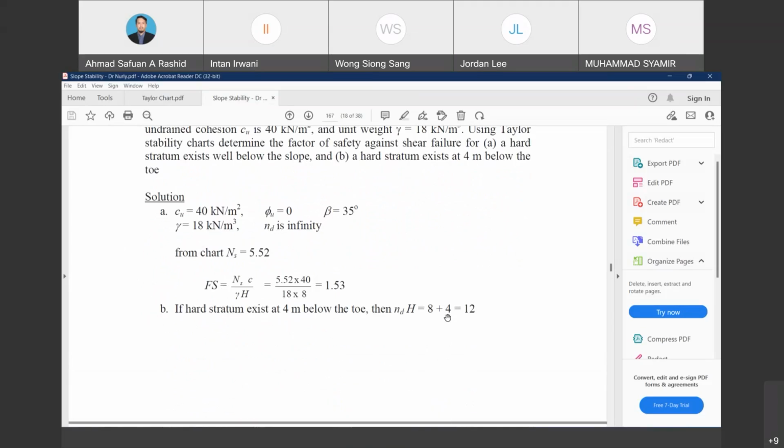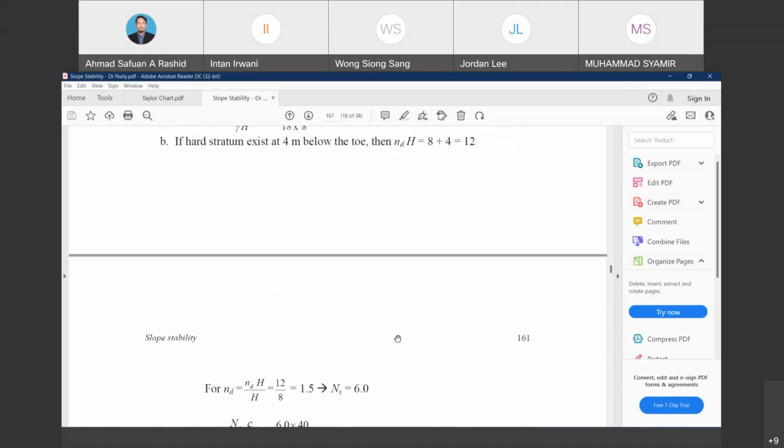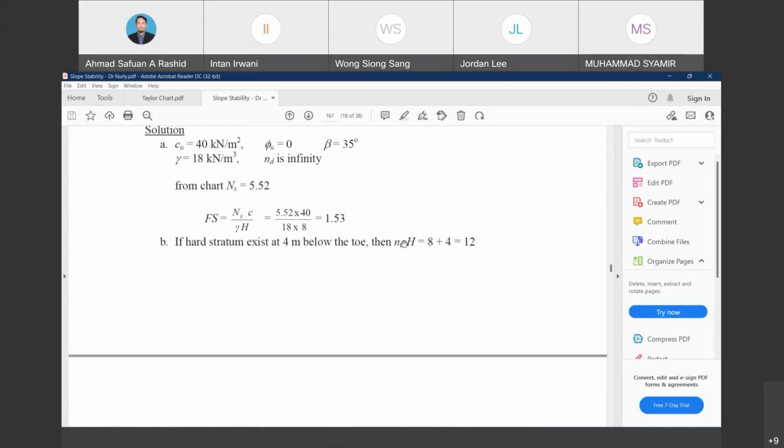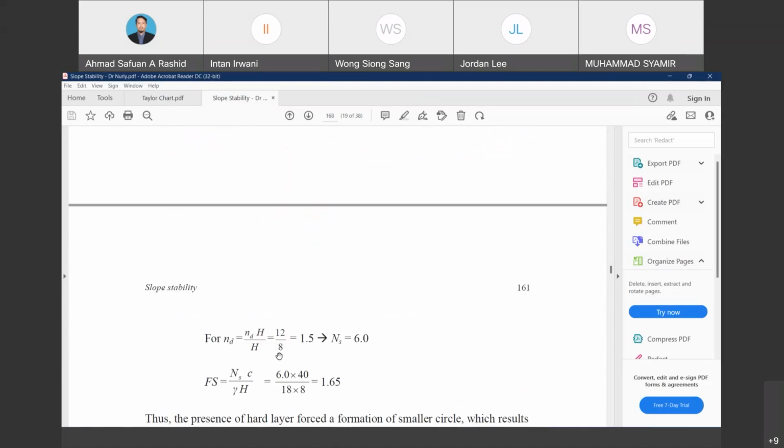is computed as 8 plus 4, equal to 12. The H is equal to 8, so from there we can obtain 1.5. That is reasonable in terms of the definition and the value of ND.